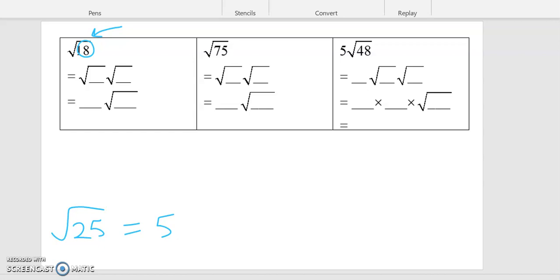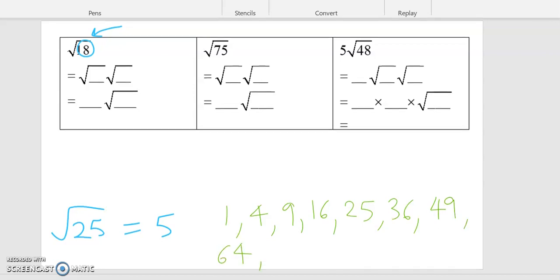And the square numbers are numbers like 1 squared, which is 1, 2 squared, which is 4, 3 squared, which is 9, 4 squared, which is 16, 5 squared, which is 25, 6 squared, which is 36, 7 squared, which is 49, 8 squared, which is 64, 9 squared, which is 81, 10 squared, which is 100. So these are the numbers you need to be thinking about. 11 squared is 121, 12 squared is 144. And of course we can keep going, but these are the ones I think you should know.